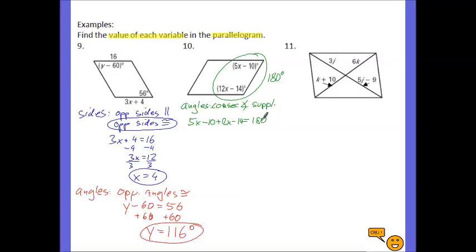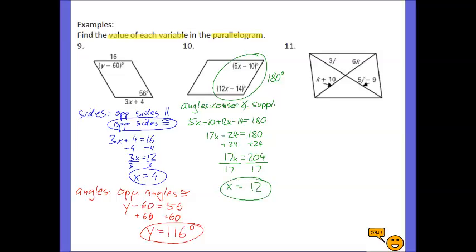So let's just combine like terms. We get 17x minus 24 is equal to 180. Now let's add 24 on both sides. 17x is equal to 204. Divide both sides by 17. And x is equal to 12.